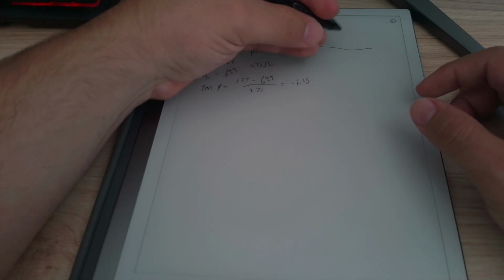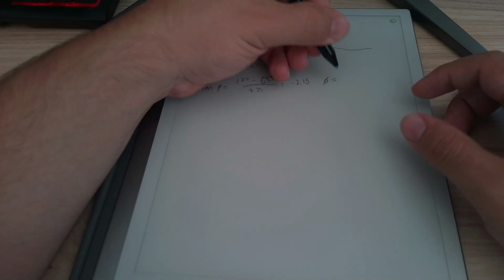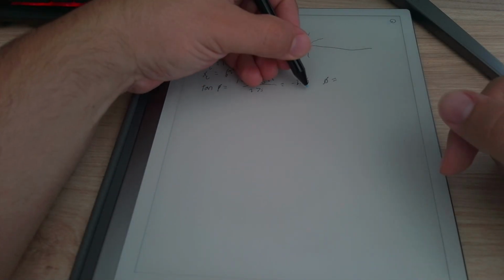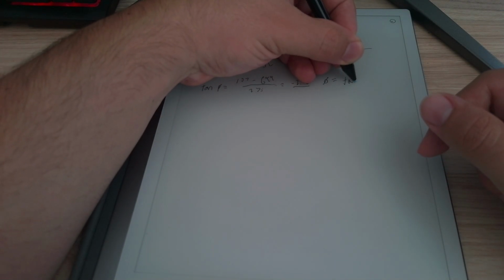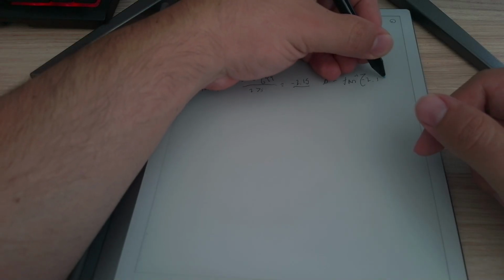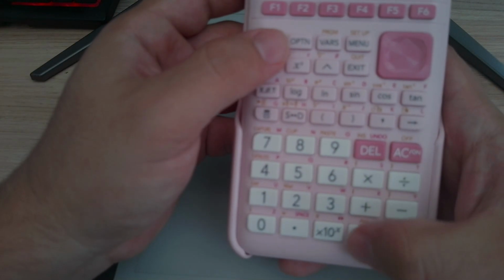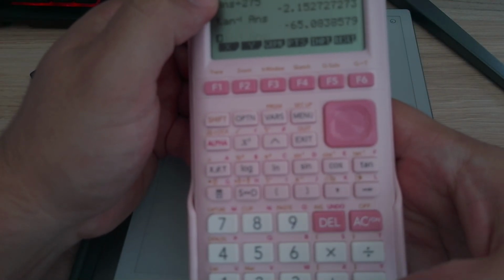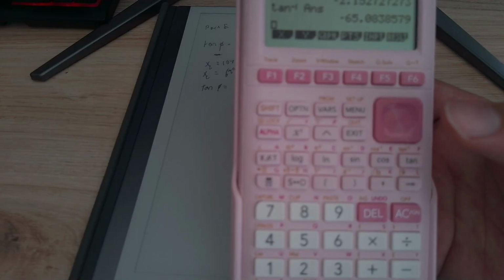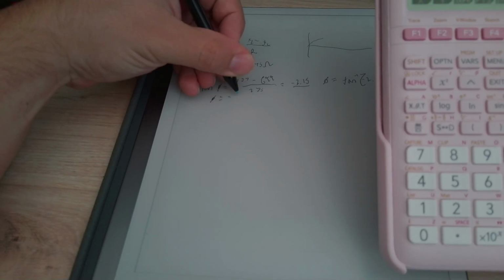Now we're not done yet, because if we're trying to find the angle, we're going to try and find the inverse. It's either arctangent of this part, or I like to always write tangent to the negative 1, the same thing as arctangent. So we'll just do arctan of that. And my answer that I got should give us negative 65, which we'll round to 65.1. So our phase angle is negative 65.1 degrees.